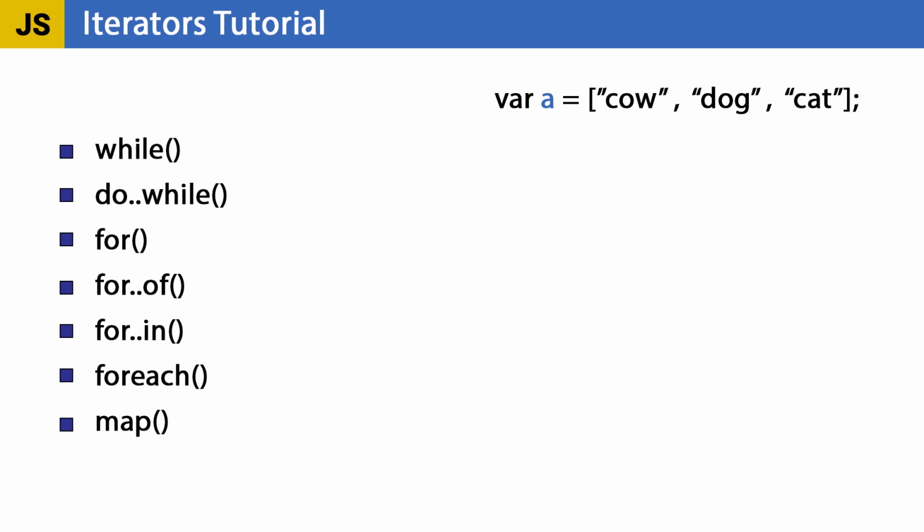Traversing means to travel. To cow, we can travel to dog, then we can travel to cat. If we want to print their value, we can, and also we can use it anywhere else.